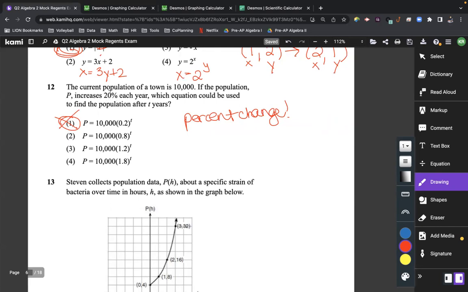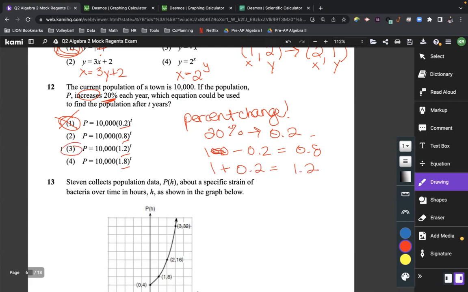I'm going to give you credit. You did better by understanding that 20% is supposed to change into 0.2, right? Which was the problem on the first benchmark. However, it says the population increases. So that means that in your percent change parentheses, it's going to be 100 plus. So remember, if it's decay, it's 100 minus, or 1 minus 0.2, which would give you 0.8. However, since it's increased, you add, so it's 1 plus 0.2, which is 1.2, and the correct answer is 3.